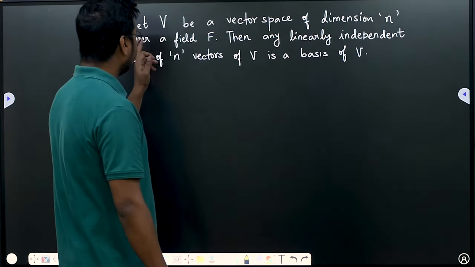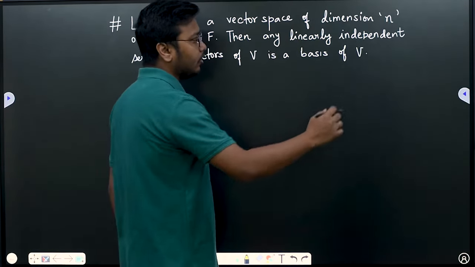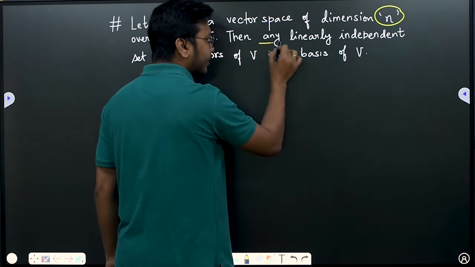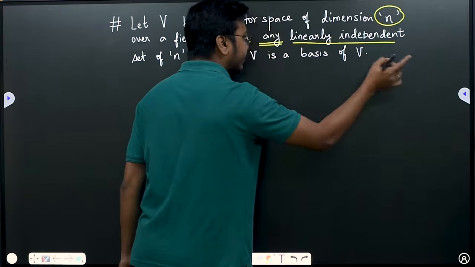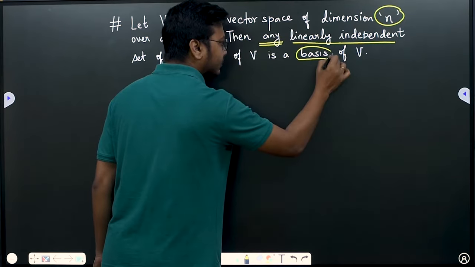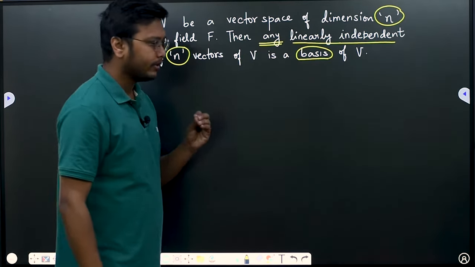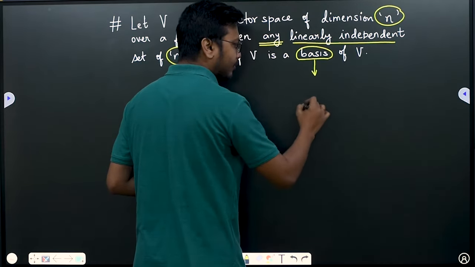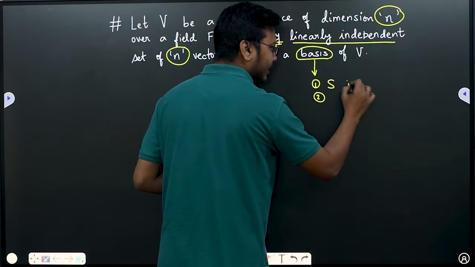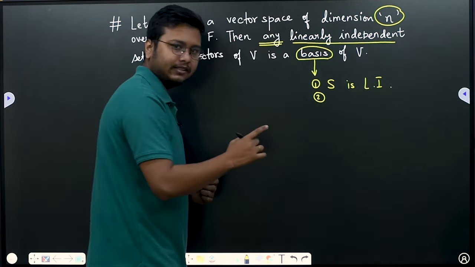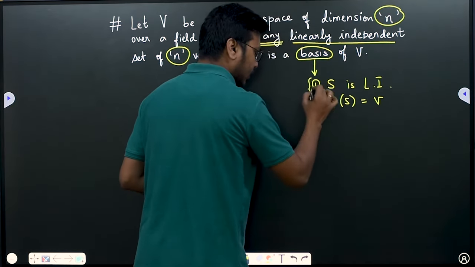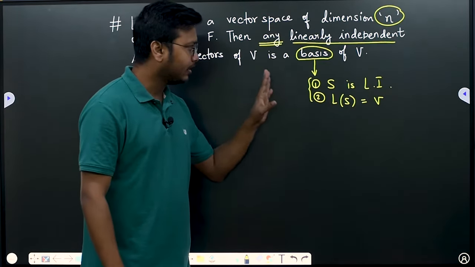Now this theorem says that if V is a vector space of dimension N over a field F, then any linearly independent set of N vectors of V will form a basis of V. The word any is important. We already know that for a set to form a basis, there are two requirements. The first is that the set, if I call it S, has to be linearly independent, and that set has to generate the entire vector space. So these were the two requirements for a set to be a basis.